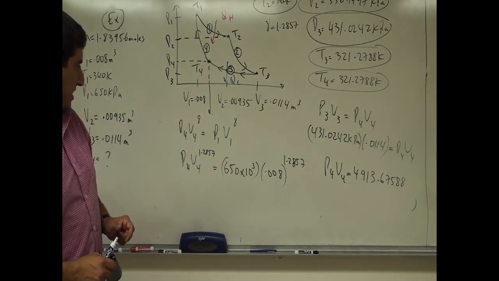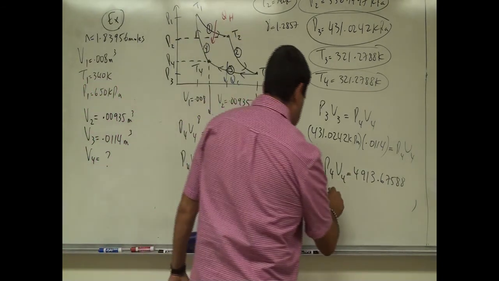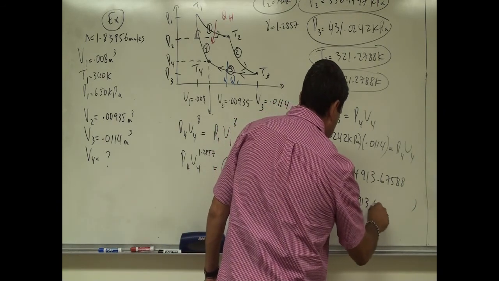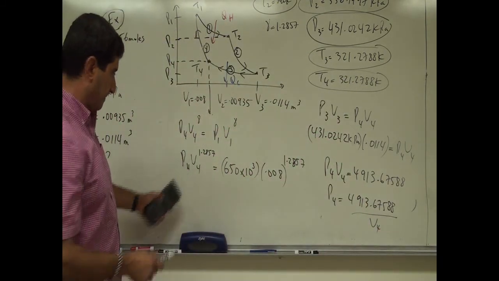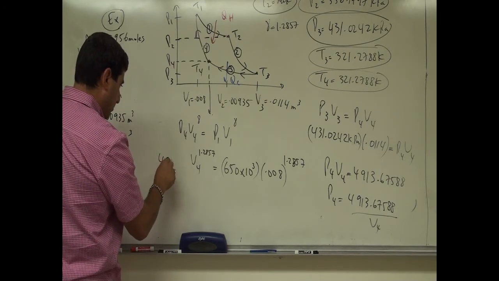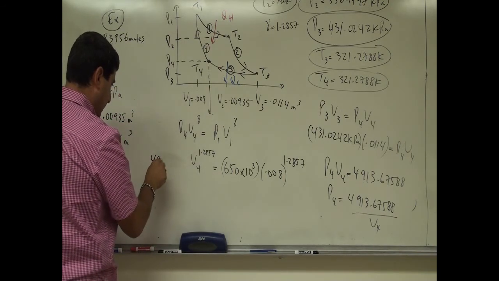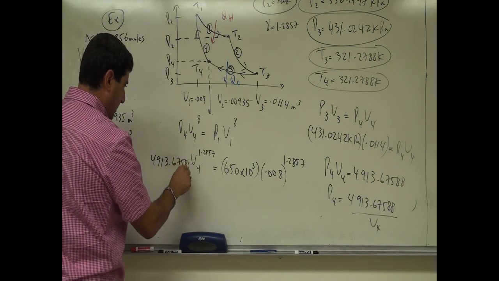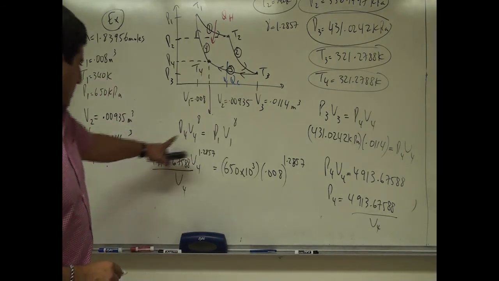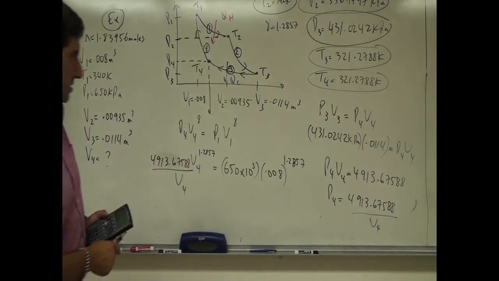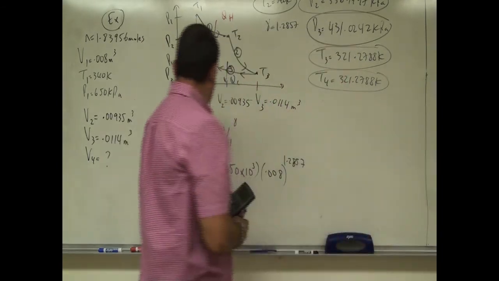What I can do is I can substitute P4 is equal to 4913 over V4, right? So P4 is equal to 4913.67588 over V4, and then substitute it here into P4, right? So it'll be 4913.67588 divided by V4. Okay? So then what's going to happen? Then I can kind of work with this because now I only have one unknown, right? So I'm going to be erasing this. Okay? So then what's going to happen here?